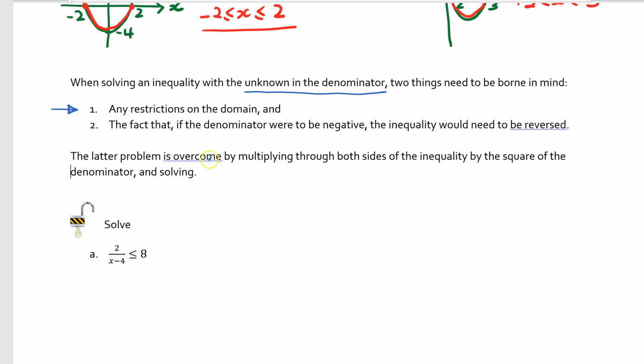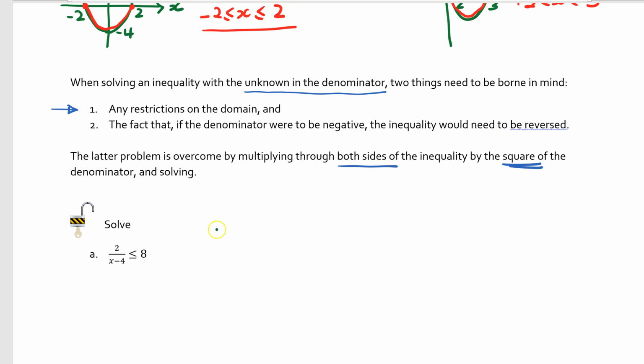So the way that we overcome this latter problem is by actually multiplying both sides of the inequality by the square of the denominator and then solving that. So we'll look at an example and hopefully this will become a little bit more apparent.